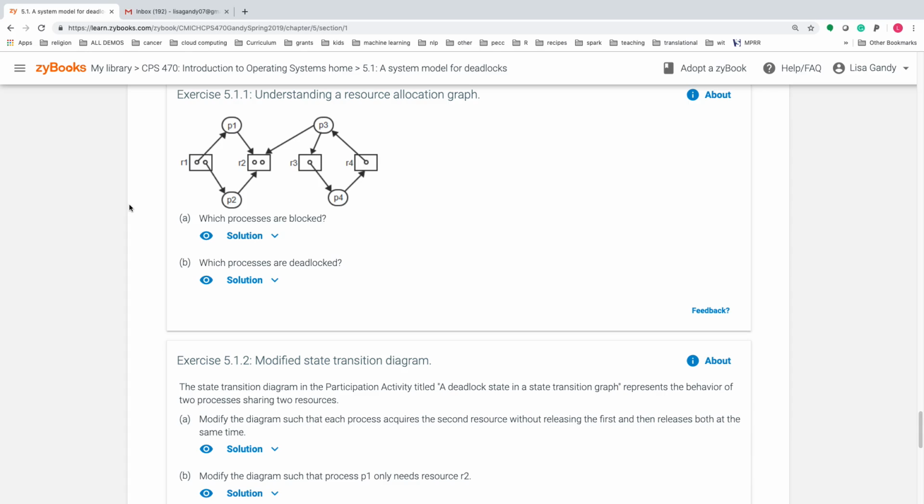Well, P3 is asking for R3 and that one's being used. We can't say for sure it's blocked. It might be blocked, according to what happens next. R2 hasn't been assigned to anything yet, so it's not going to block anything yet. Yeah, so it's not blocked yet. But R3 is assigned to P4, so that will block. So P3 is definitely blocked. And then R4 is assigned to P3, so P4 is blocked.